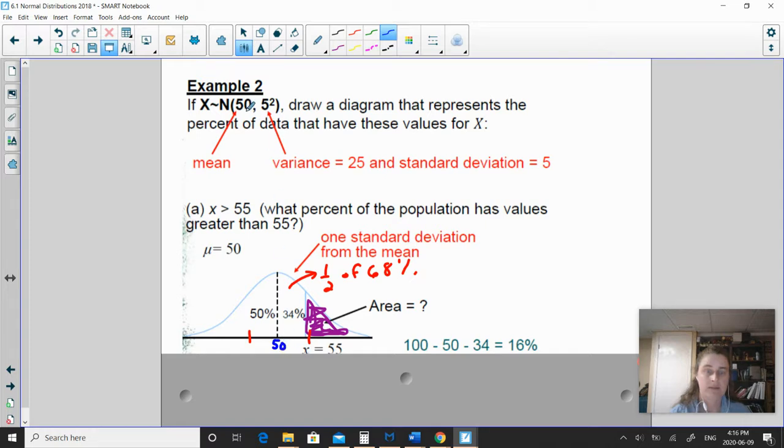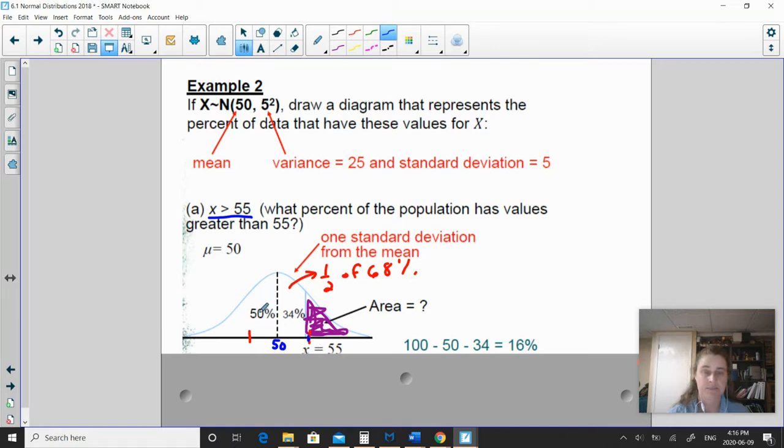Because we have a mean of 50 here, and now we're going up by standard deviations of 5. So if we go up 5, we're at 55, and that is the cutoff that we want. We want x to be greater than 55. So we want this area up here, and now we have to figure out what percent lies in this area above 55. Well, if we cut it in half, it's symmetric, so 50% would lie all the way from negative infinity up to here.